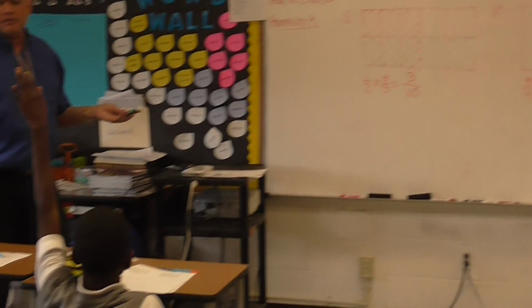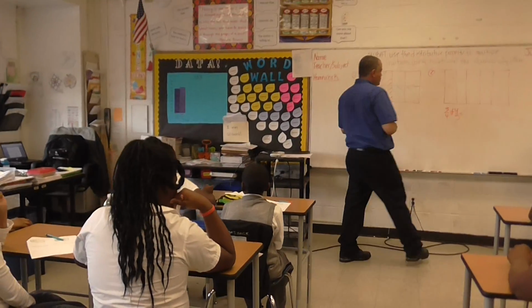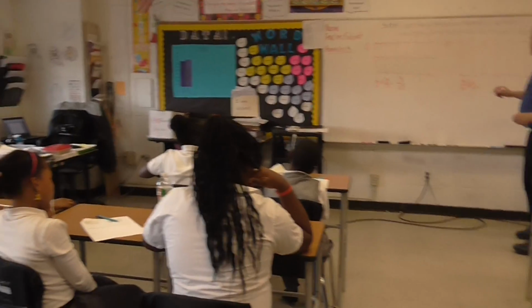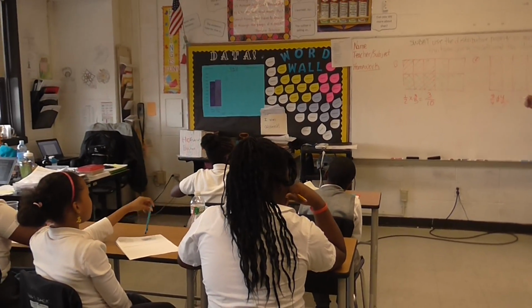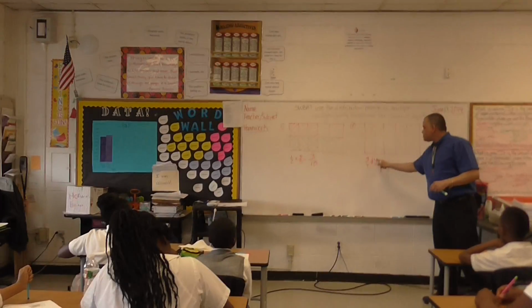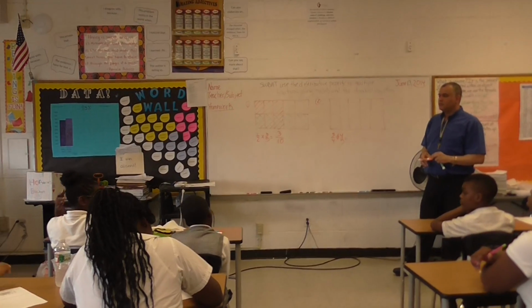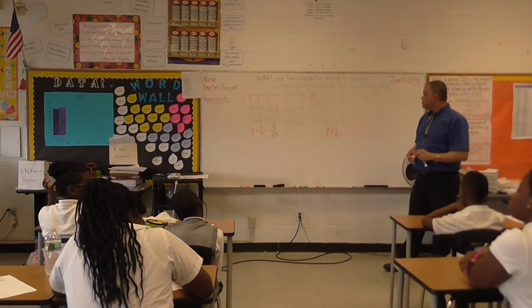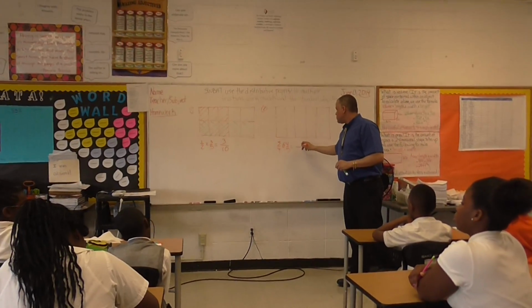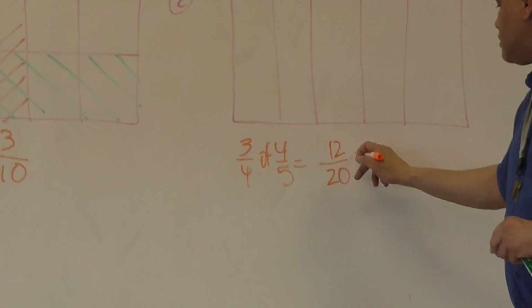What's the answer to that? The answer is 4/20, but when you take it to the simplest. What's the first answer we get? The first answer we get is 12/20. 3/4 of 4/5. We have to multiply the numerators, which gives you 12, and the denominators, which gives you 20. Okay.